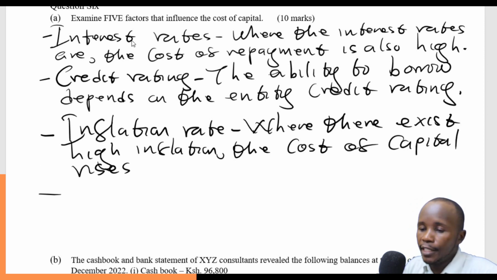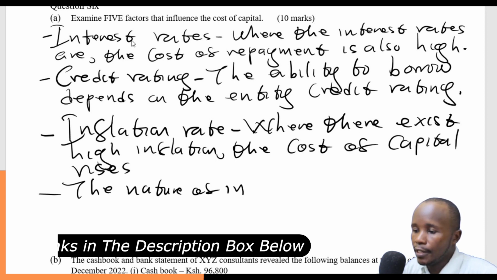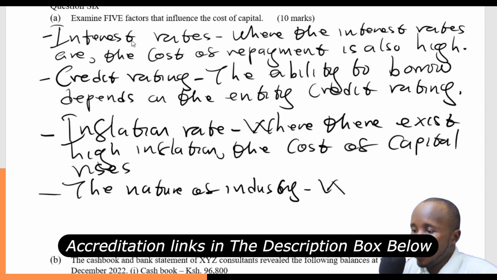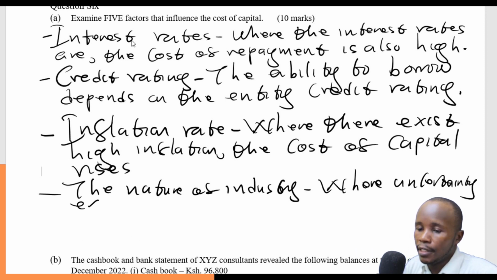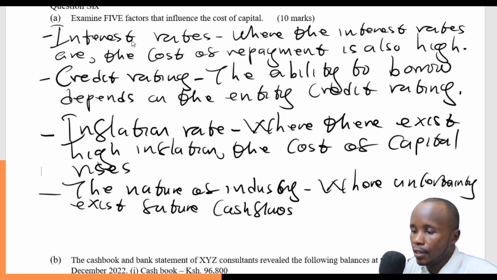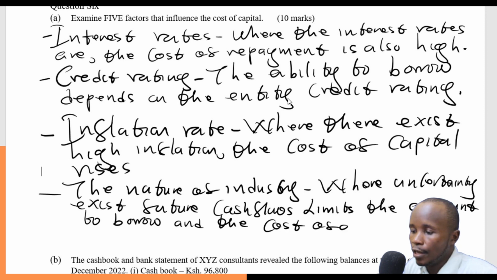We also have the nature of the industry, where uncertainty exists on future cash flows, it limits the amount to borrow, and the cost of the loan increases, and the cost of a loan is high.